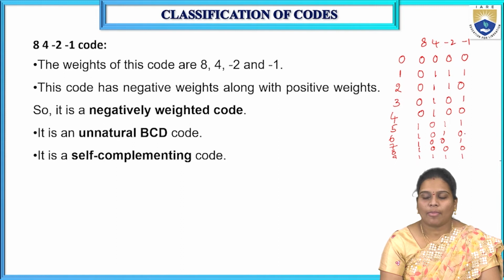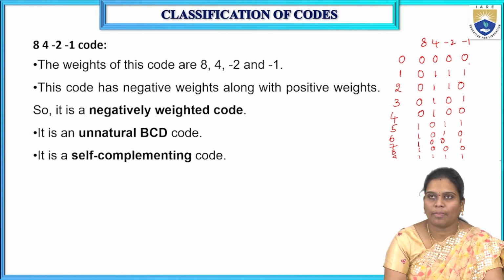Now apply the ones complement of this one. First, all the bits are zeros. Apply the ones complement: 0 will change to 1. Okay, next one is 0, 1, 1, 1. So 0 will change to 1, 1 to 0, 1 to 0 and 1 to 0.